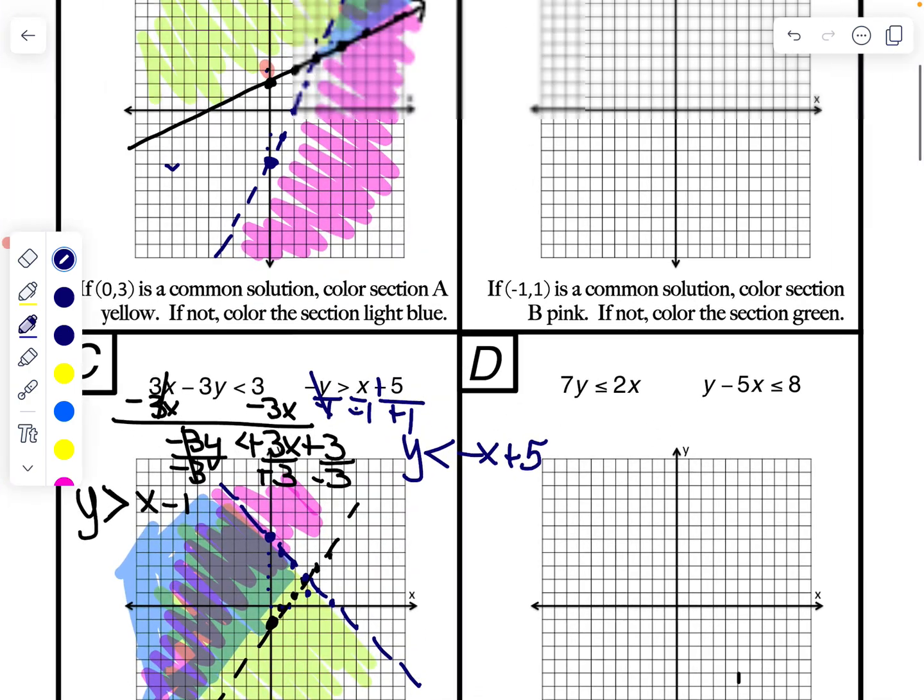And that is how you graph systems of inequalities. Hope this helps.